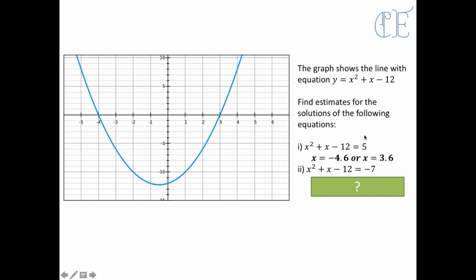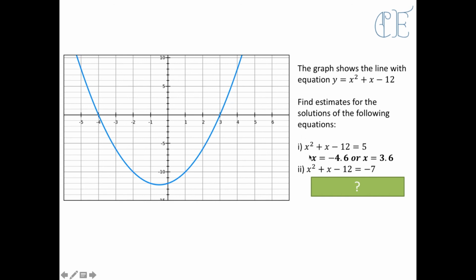on the y-axis. This must be y because these are all x values. So 5 is on the end of your quadratic equation. You go to your y-axis, you go to 5, and then you go across to the line, and then you go down. So you're looking at about minus 4 point something there. And then you go across to this one and go down, and you're looking at 3 point something. So you can see we've got minus 4.6 for this one, and 3.6 for this one.